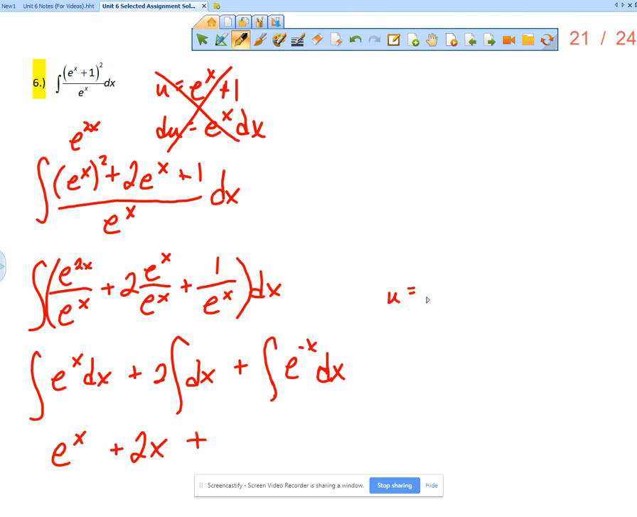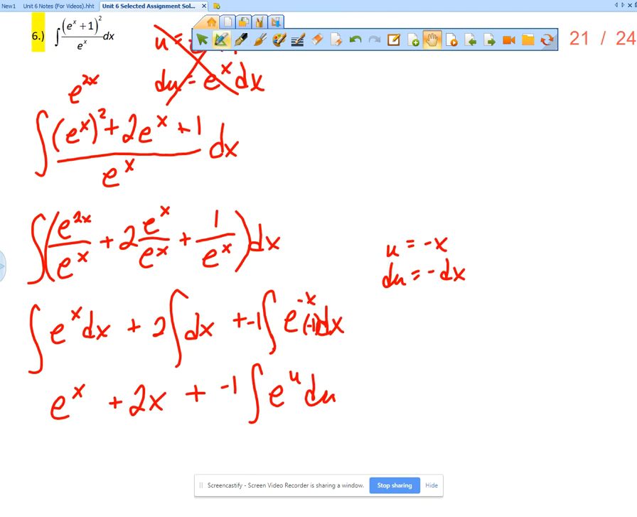I actually need a u substitution. u equals negative x. So du equals negative dx. So that means I need a negative 1 on the inside and a negative 1 on the outside. So I have a negative 1 integral of e^u du. All right, and so now I have e^x plus 2x minus 1 integral of e^u. So that's e^u, but u is negative x, so e^(-x). And then, of course, plus C.